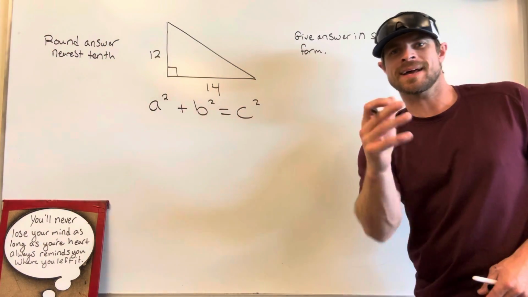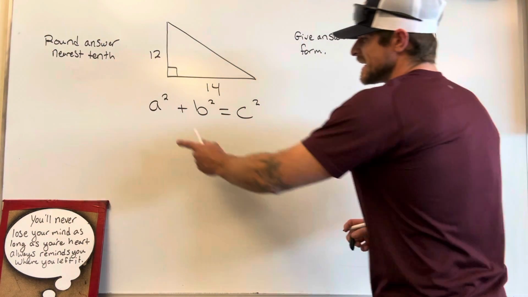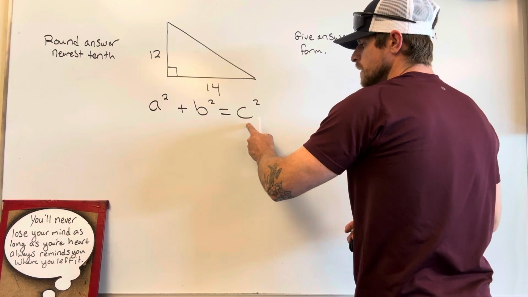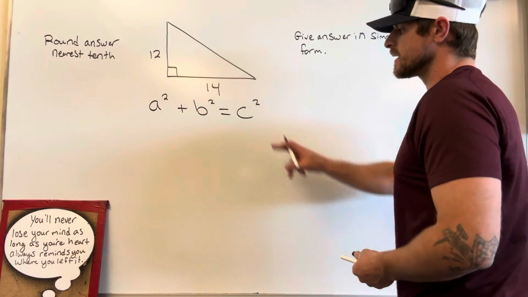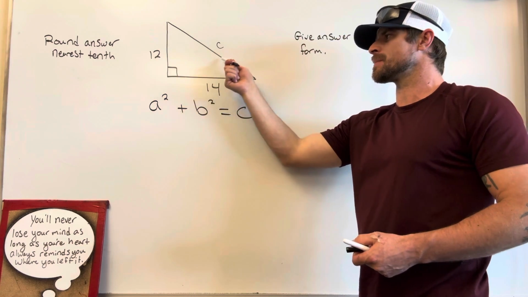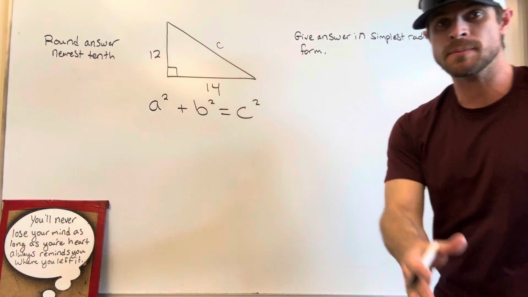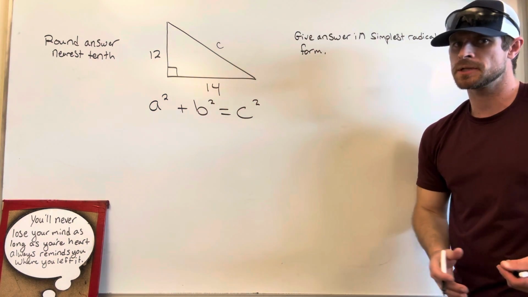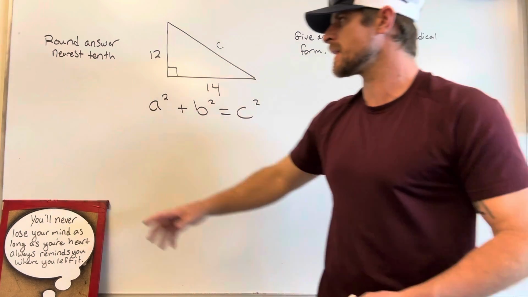We got ourselves a Pythagorean theorem problem where we take a squared plus b squared, and it's equivalent to c squared. Now keep in mind c will always be the hypotenuse. That is the side that is opposite of the right angle. But this problem specifically today is a little bit trickier than just a typical Pythagorean theorem problem.